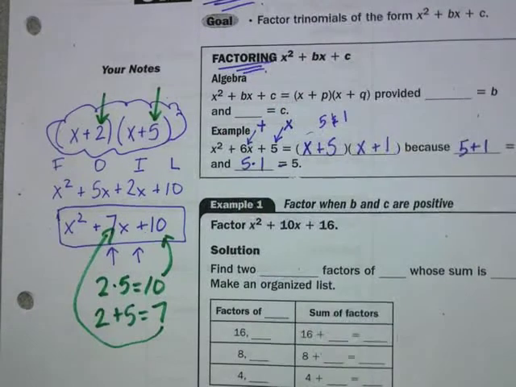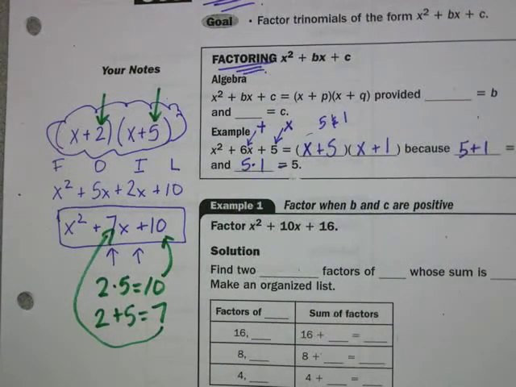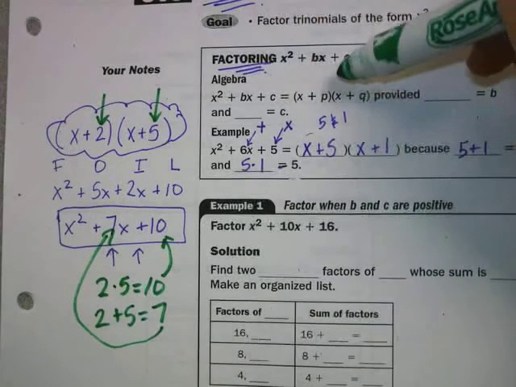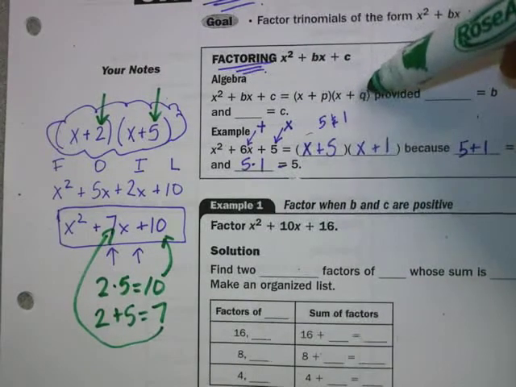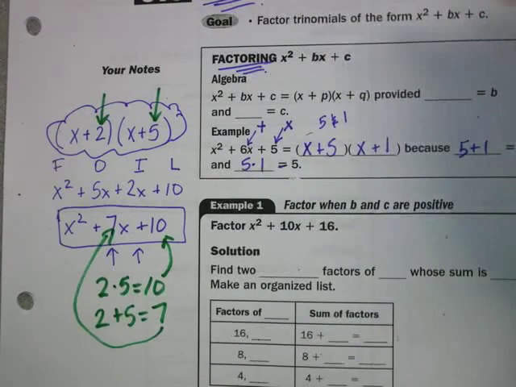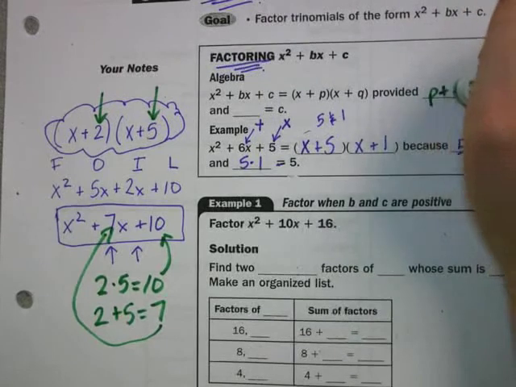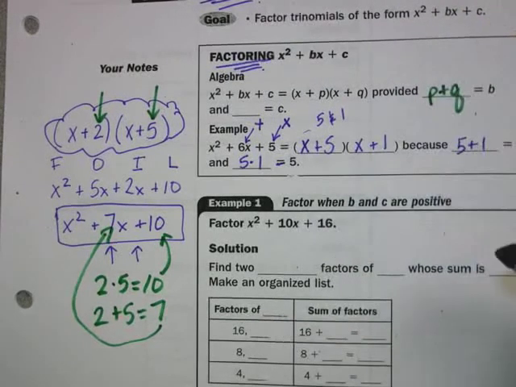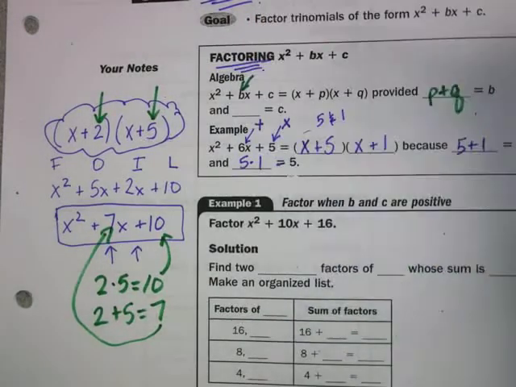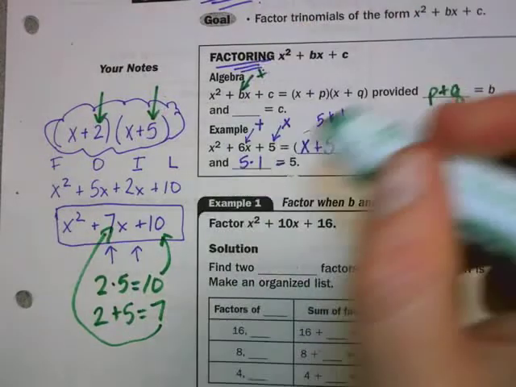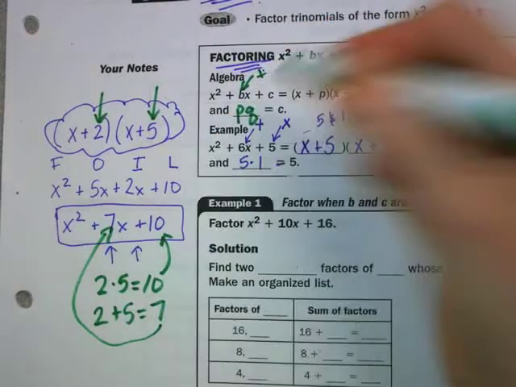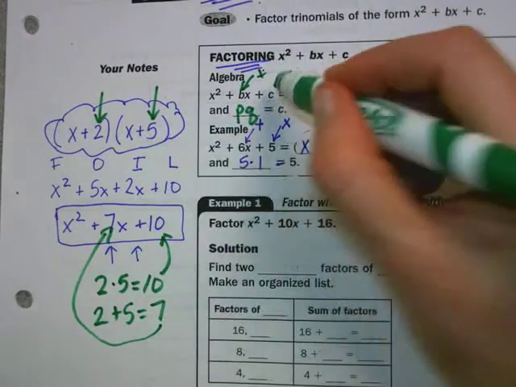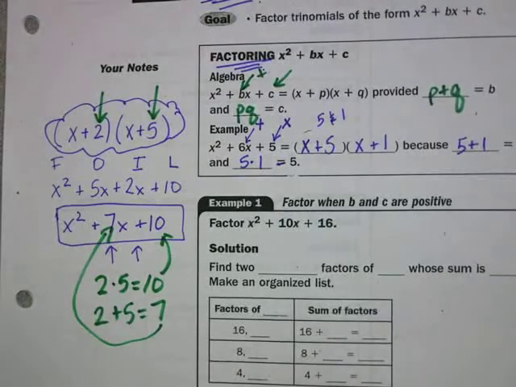So the algebra is basically saying here, if I have x plus a number p and x plus another number q, I know that the two numbers added together, p plus q, is going to equal this middle term. That's the adding together term. And the two numbers p times q being multiplied is going to equal the c. And that's what we're just practicing today. What are the two magic numbers? It's like solving a puzzle.